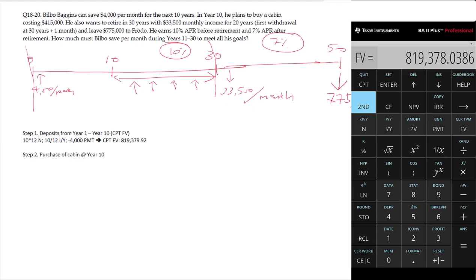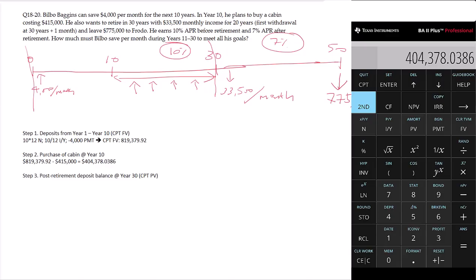So we're going to withdraw $415,000 from here so that you can buy a cabin for yourself or for Bilbo. So minus $415,000. And that's going to still remain in Bilbo's account. So 404,378 or 379 whatsoever will still be remaining in your bank account.